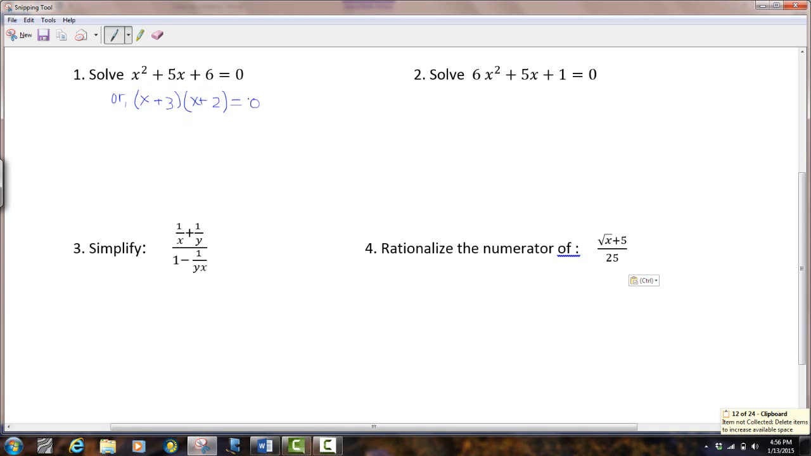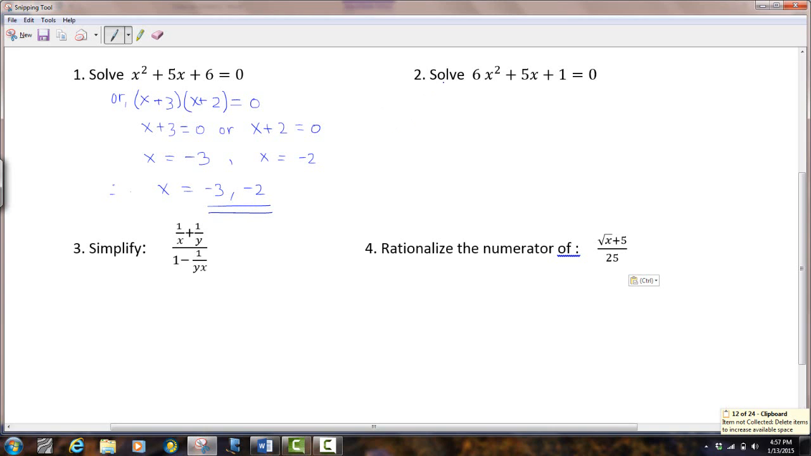So this is equal to 0. This times this is equal to 0 only when either x plus 3 equals 0 or x plus 2 equals 0. So from the first equation I get x equals negative 3, and from the second equation I get x equals negative 2. So x equals negative 3 and x equals negative 2 are the solutions of this quadratic equation.